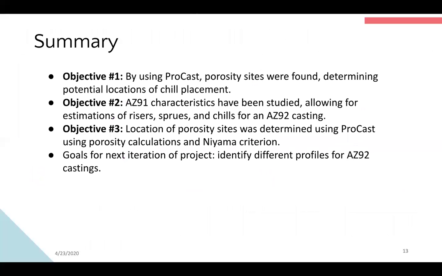Over the semester, we used Procast. We found our porosity sites, which determines potential locations for chill placement. We studied AZ91 characteristics, so any estimations of risers, sprues, and chills for AZ91 will still be relatively accurate for AZ92 castings. We used Procast to determine porosity calculations and Niyama criterion, which helped us find where to put various rigging to reduce porosity. Our goals for the next iteration of this project will be to identify different profiles for AZ92 castings.